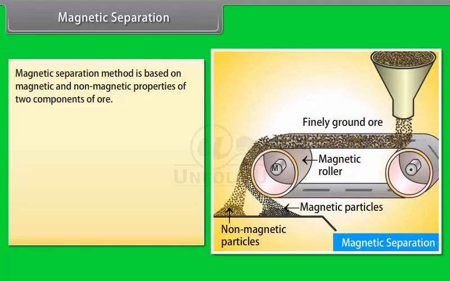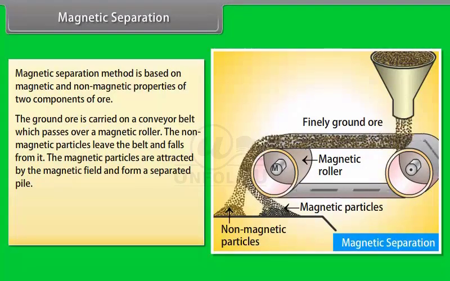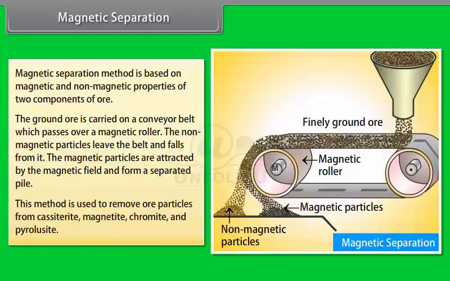Magnetic separation. Magnetic separation method is based on magnetic and non-magnetic properties of two components of ore. The ground ore is carried on a conveyor belt which passes over a magnetic roller. The non-magnetic particles leave the belt and fall from it. The magnetic particles are attracted by the magnetic field and form a separated pile. This method is used to remove ore particles from cassiterite, magnetite, chromite and pyrolusite.